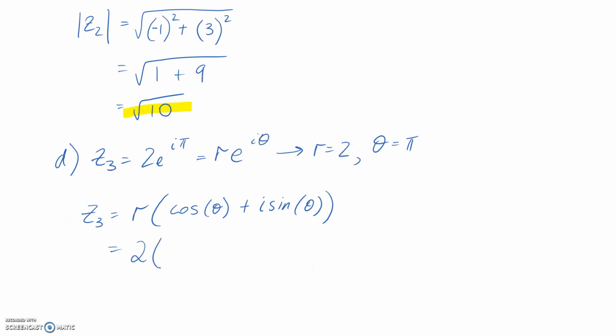So we just need to substitute in these two values. So r becomes 2, the angle in cos becomes pi, and the angle in sine becomes pi again. So that there would be our answer for that complex number in polar form.